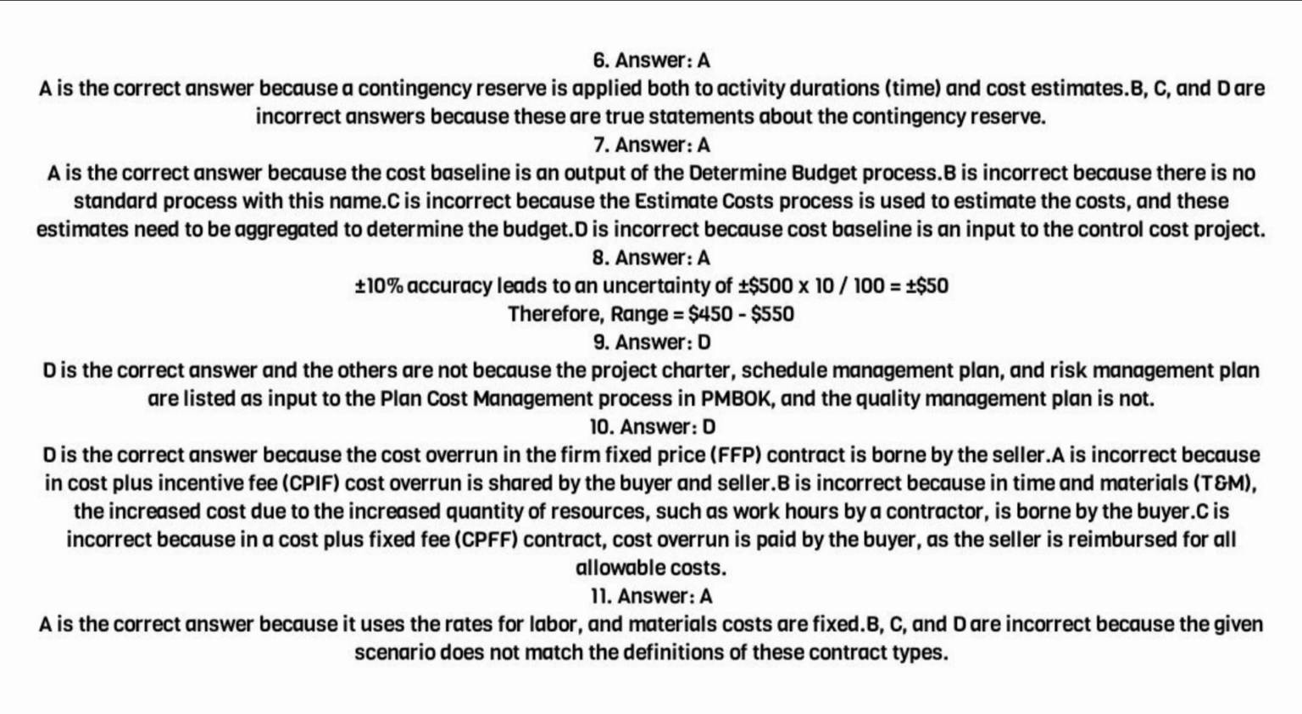11. Answer A. A is the correct answer because it uses the rates for labor, and materials costs are fixed. B, C, and D are incorrect because the given scenario does not match the definitions of these contract types.